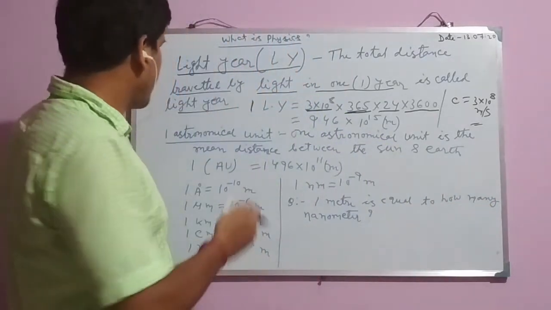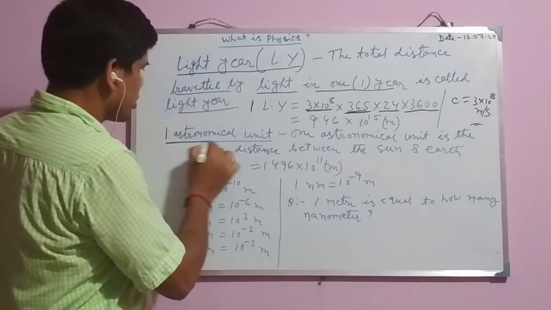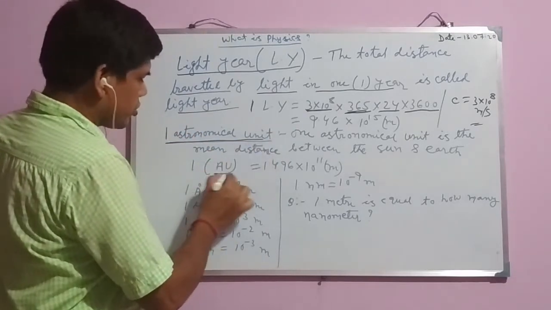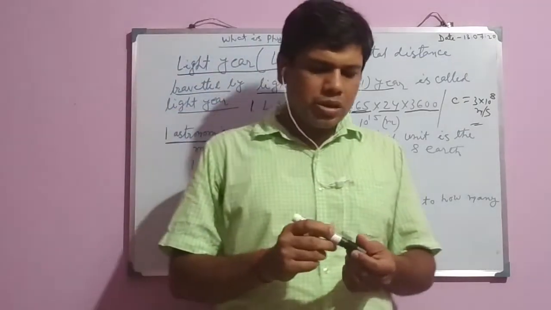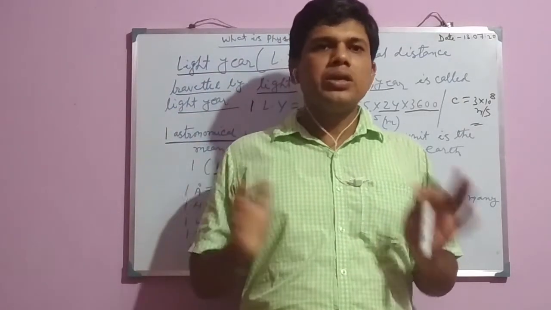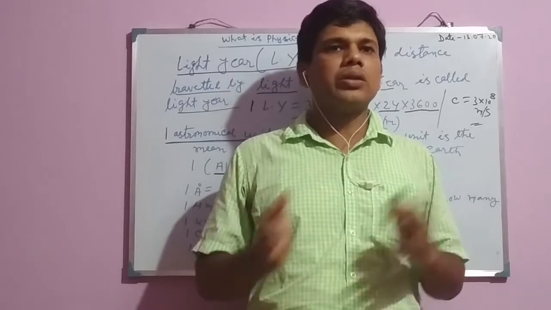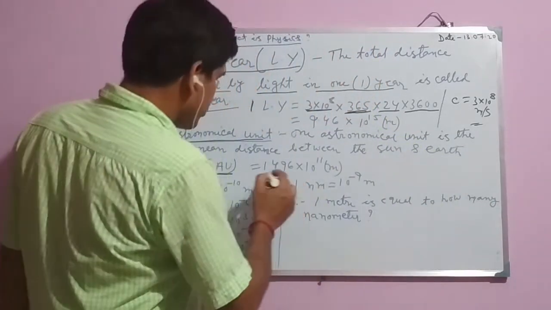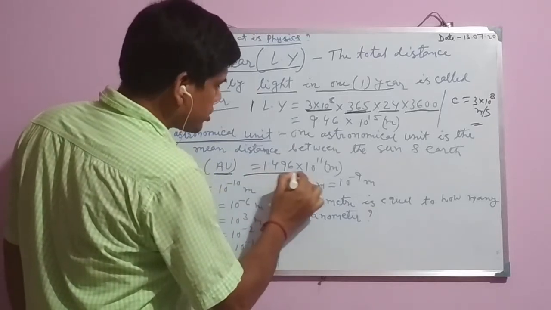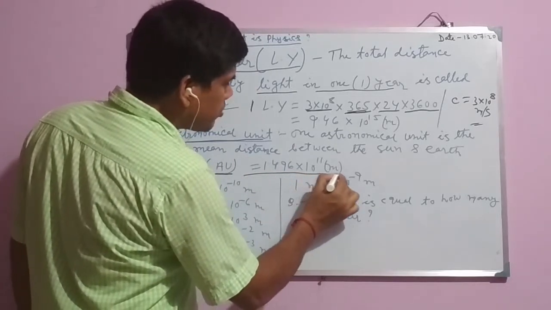So it is very big. Another unit is 1 astronomical unit. This is denoted by AU. What is the definition of 1 astronomical unit? The mean distance between Earth and the Sun is called 1 astronomical unit. This value is 1.496 × 10^11 meter.